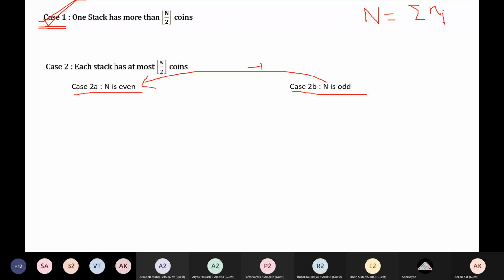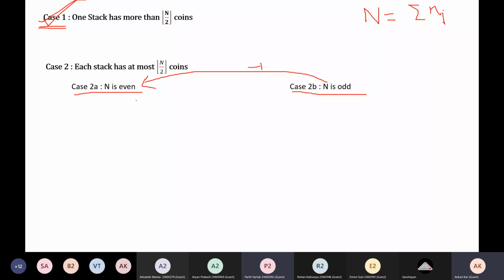Sir, I didn't understand the n is even case. Okay, if n is odd, A will take one coin and then n will be even, and it will become case 2A again, and B will start with case 2A now. So B will lose. No, sir, I'm asking about case 2A, where n is even. How? I didn't understand.